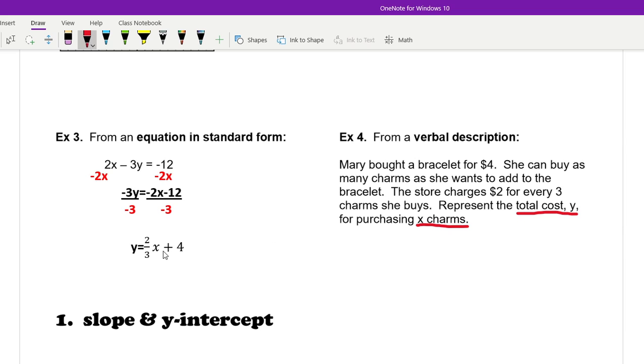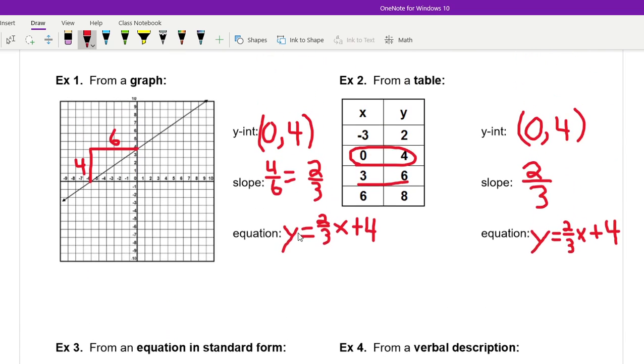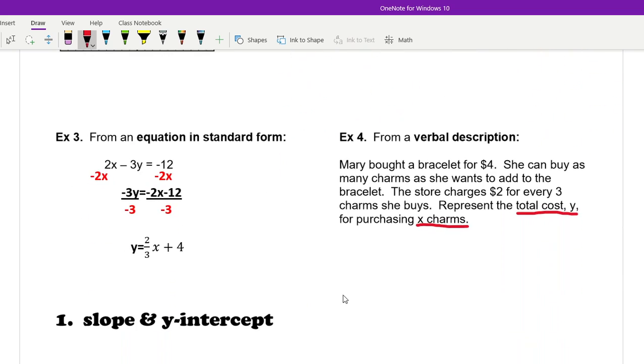As you can tell, we've been setting up to be in slope-intercept form. All of these are y equals. So we know that we want to figure out that the total cost is equal to. Other key information in here. It says that Mary bought a bracelet for $4. She had to purchase it, no matter what, for a constant value of 4. Anytime that we have a constant value, that's going to be our y-intercept value.